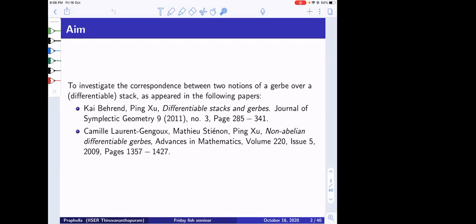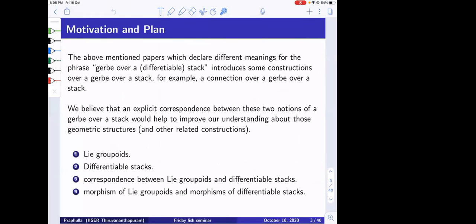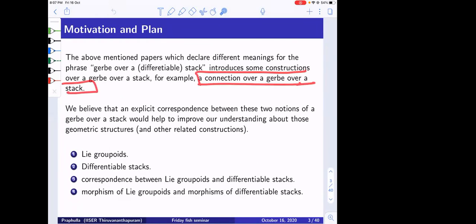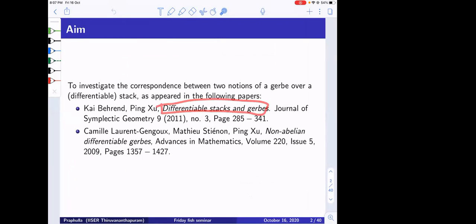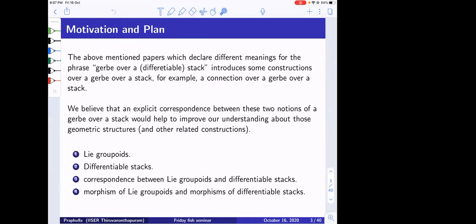So the aim of this talk is to give a correspondence between these two notions. The motivation, why do I want to do this? In those two papers, they talk about connection on a gerbe stack in two different setups, because the setup itself is different. Gerbe stack means two different things. They talk about connection and other geometric structures also. So we believe if we give a correspondence between these two setups, then we might be able to understand the notion of connection and other geometric structures in a better way. So that is the motivation.